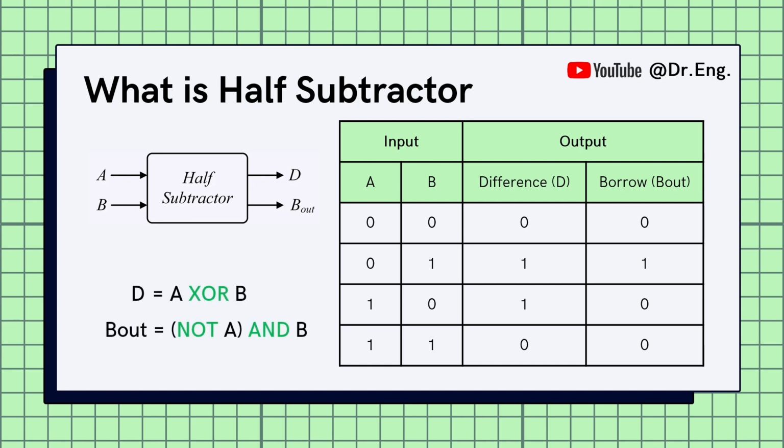The difference output, D, is generated using the XOR gate, where A XOR B gives the difference between the two inputs. The borrow output, bout, is calculated as not A and B, which means if B is 1 and A is 0, a borrow is needed.